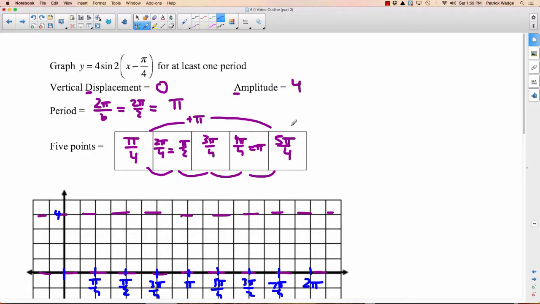Okay, we're almost done. All we have to look at now is what kind of graph is this? It's a sine graph. Where do sine graphs start? They start at the midline.